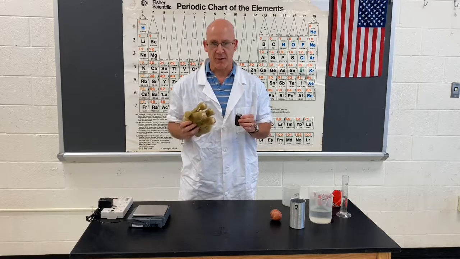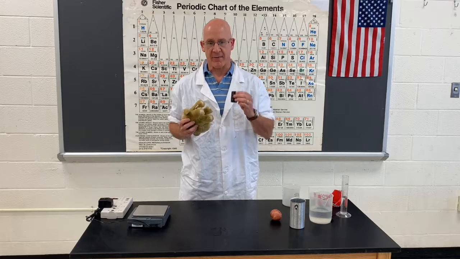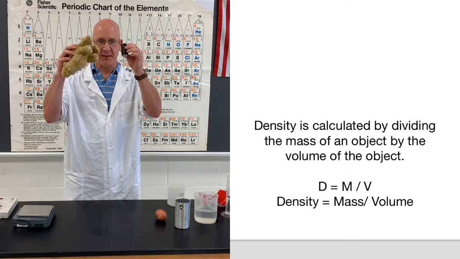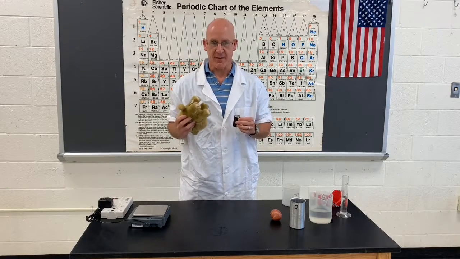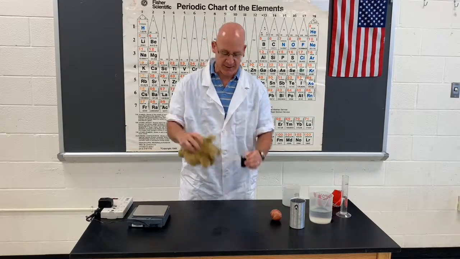This is a ratio of mass to volume, and we calculate density by dividing mass by volume. The mass is the same, but the volume is different. Density: the amount of matter and how tightly packed it is in an object.